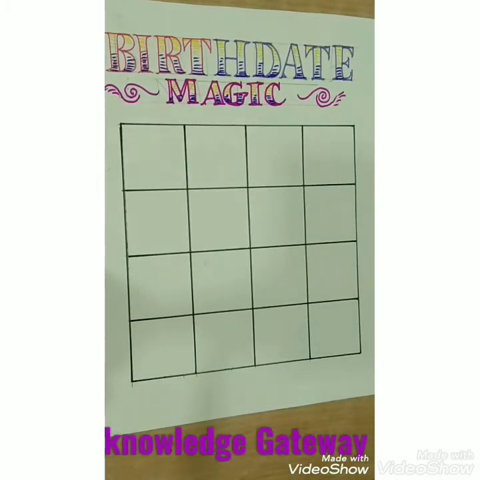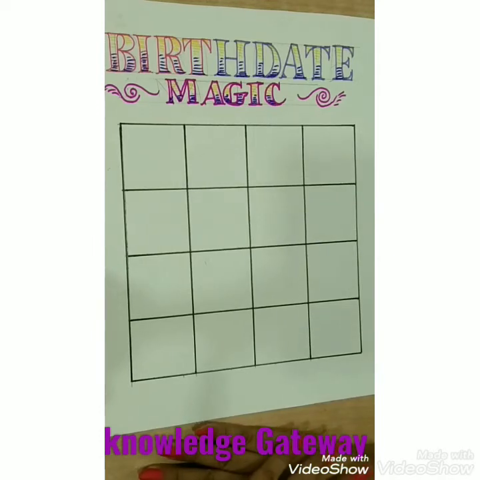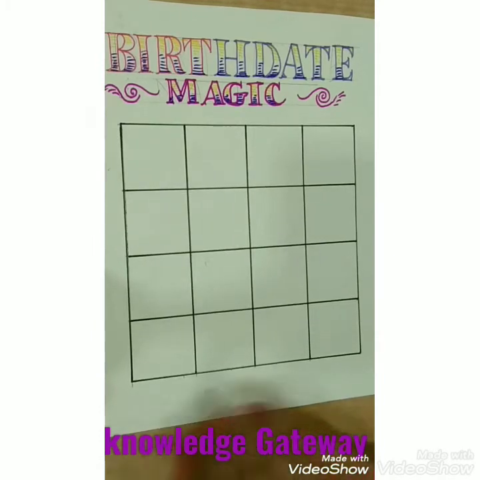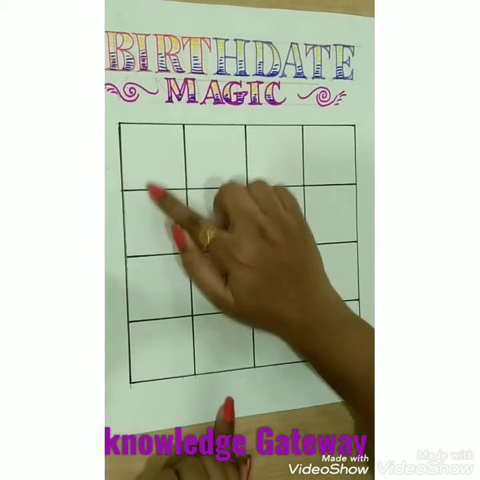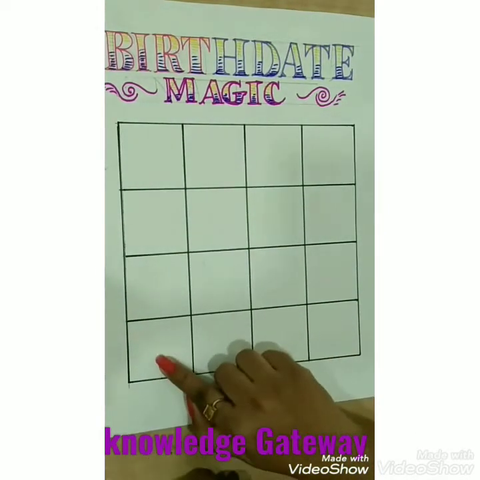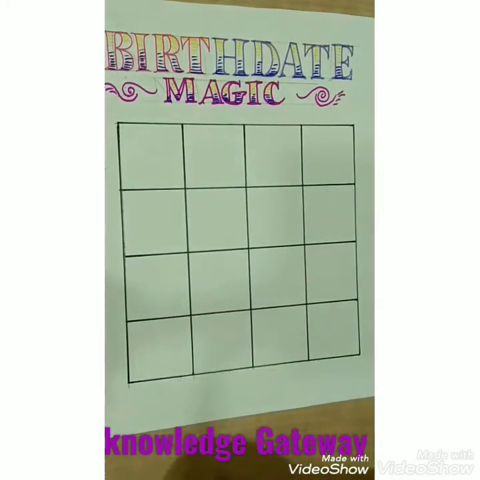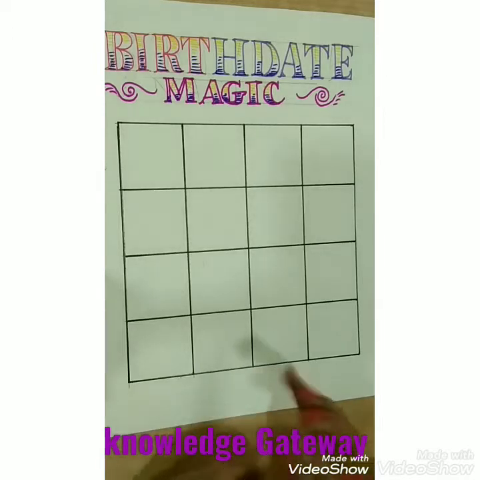See, here I have a 4 cross 4 blank magic square. You can see here 1, 2, 3, 4 in a row, 1, 2, 3, 4 in a column. So I have a 4 cross 4 magic square, and I wrote above that magic square, birthday magic. So it's interesting. Let's start.